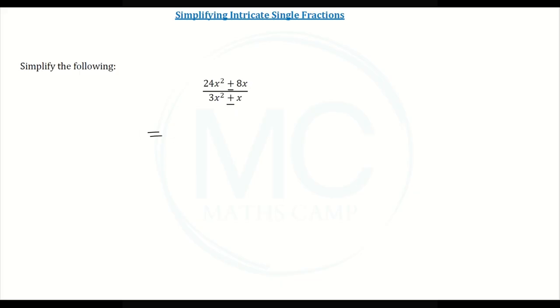In the numerator, we have got 24x squared plus 8x. Both 24 and 8 are divisible by 8, so we can take that out as a common factor. Here we have x squared and x, so we can take out x as a common factor. Let's open our bracket. 24 divided by 8 is 3. x squared divided by x is x. Plus 8x divided by 8x is 1. Let's close our bracket.